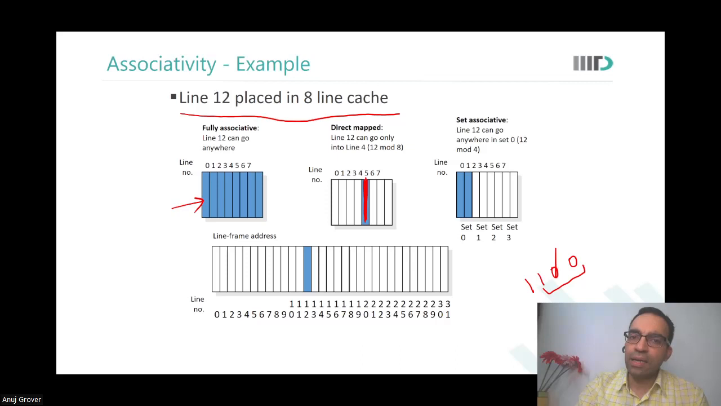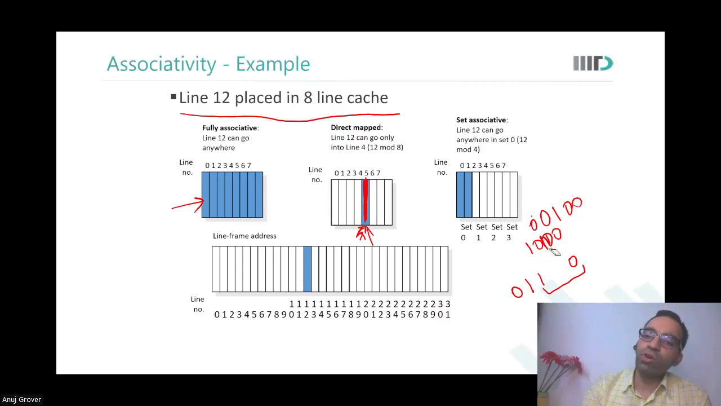Okay. Now, set associative says that this can be very constraining. If some other program also wanted to access, let us say, 0100 address, it would also want to come here. Or let us say there was another address which wanted to go there, address 20. Even then this would want to come here, because 100 is matching. So they will all want to come here. So there will be lots of misses that would happen.